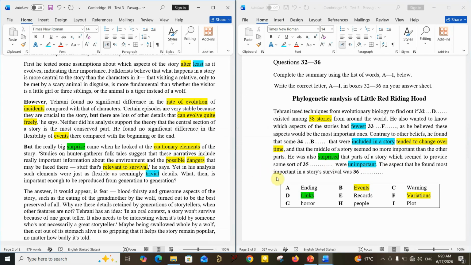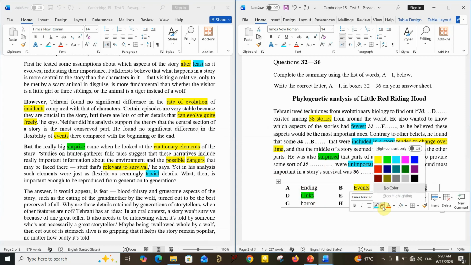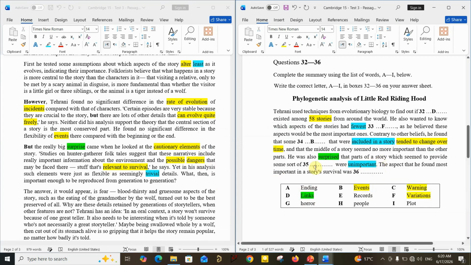You can see the table for that. Ending, no. Order, no. Records, people, warning. These are some kind of a warning. So here, this is the right answer, warning. But you had to write C in your answer sheet.